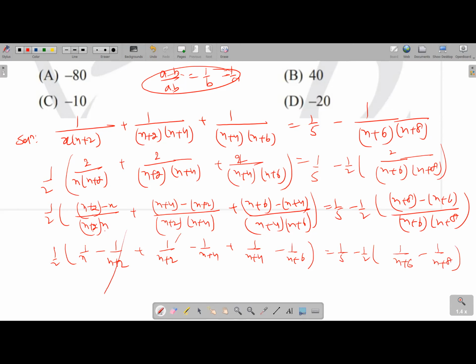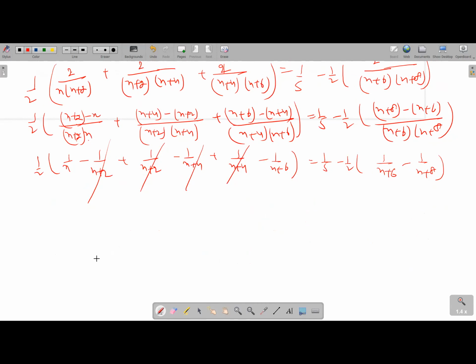See, this and this cancel, this and this cancel. Now you can see you have 1 by 2. We have here 1 minus x minus 1 by x plus 6. 1 by 5 minus half, 1 by x plus 6 minus 1 by x plus 8. Now do one thing, simplify it by multiplying by 2. So 1 by x minus 1 by x plus 6 equal to 2 by 5 minus 1 by x plus 6 plus 1 by x plus 8.